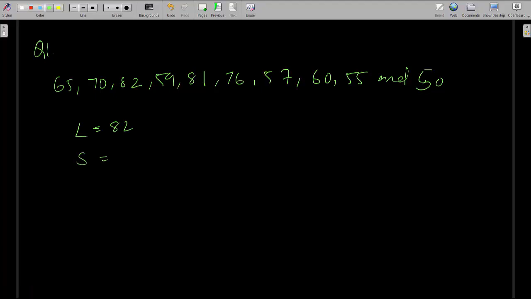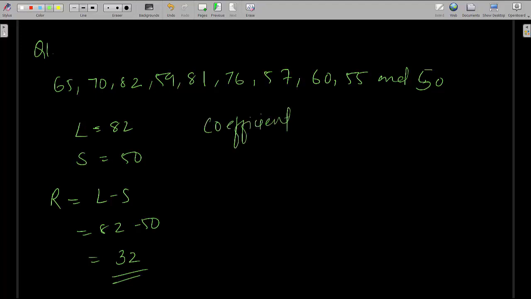And S, which one is the lowest value here? The lowest value here is 50, right? So now range is equal to L minus S, that is 82 minus 50. So 50, 60, 70, 80, that is 32. So your range value is 32. Okay, clear? Now we also have to find out the coefficient.